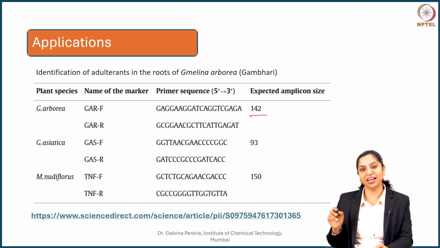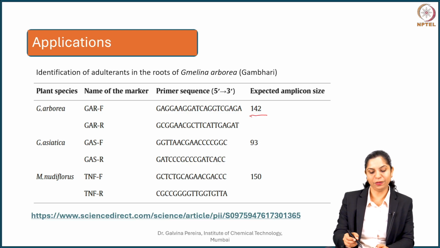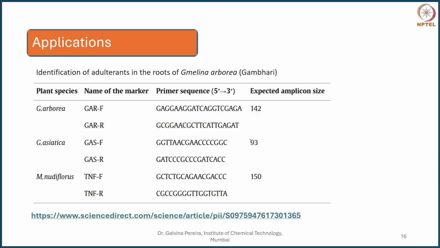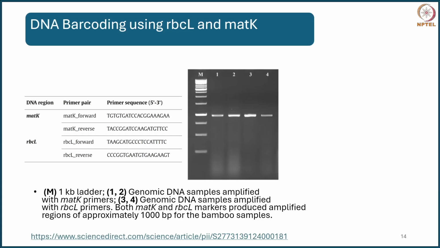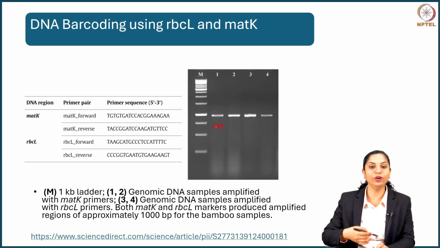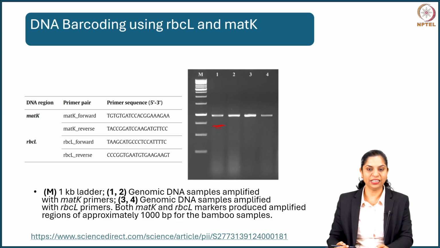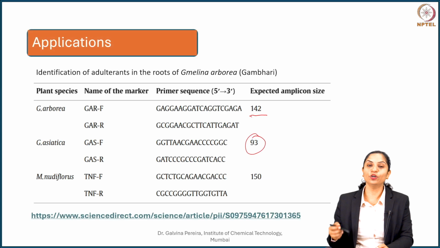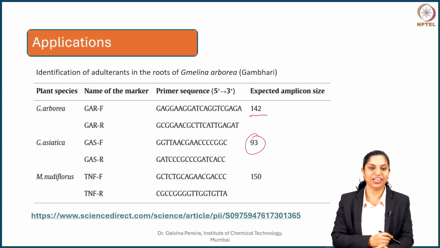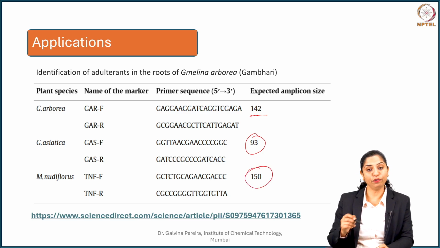instead of Gmelina arborea, if you added Gmelina asiatica, instead of 142 base pairs, your product is now only 93. Go back to here. What does 93 mean to you? That means instead of this, your band will be something less. So it will go a little ahead as far as the ladder is concerned. So this gives you a heterogeneous response, and you know your arborea has not been added, your asiatica is added. Similarly, for your Malotus nudifolius, what you get here is instead of 142, you will have 150 base pairs.